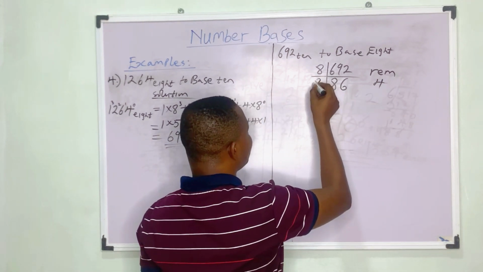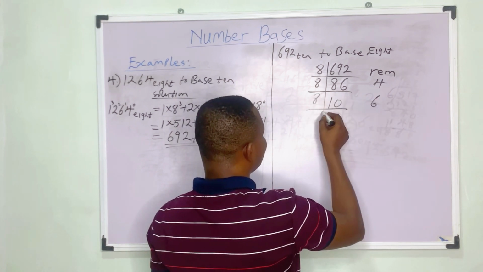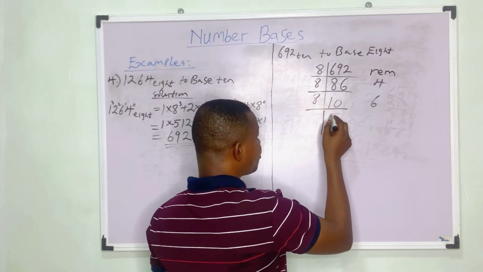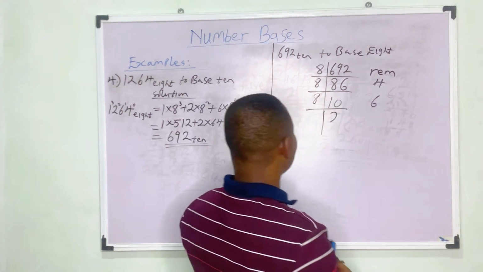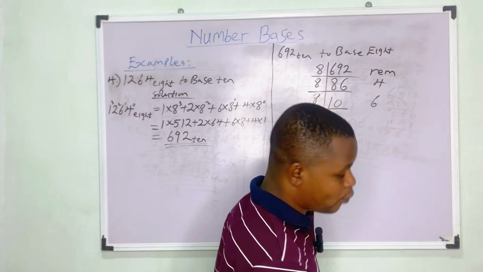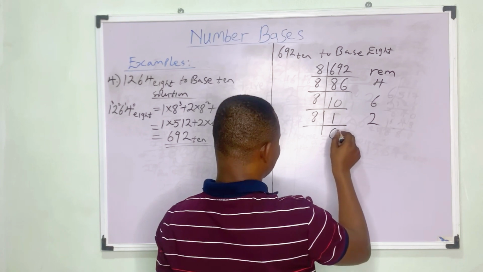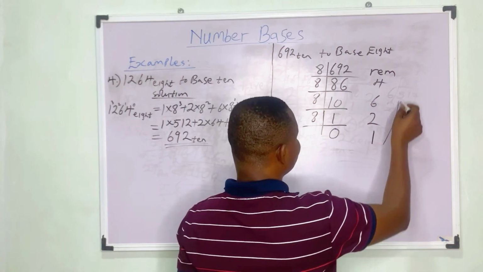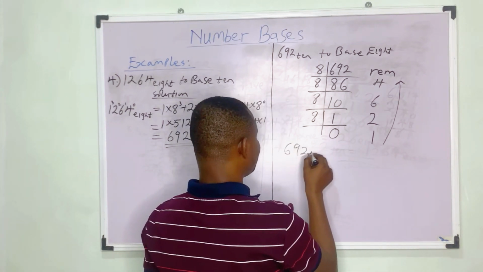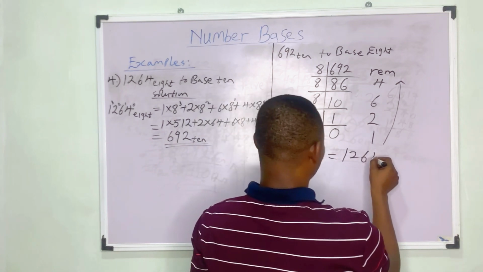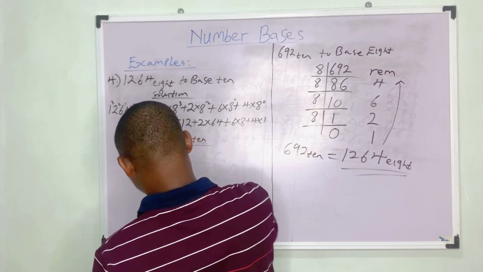Alright? 86 divided by 8, we have 10, and remainder 6. Then 10 divided by 8, we have 1, remainder 2. And 1 divided by 8 is not possible. That is 0. Then we have remainder 1. So we read from bottom to top. Then 692 in base 10 equals 1264 in base 8, which is the same as what we converted.